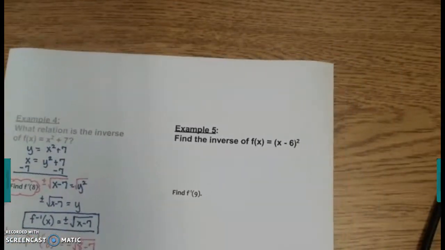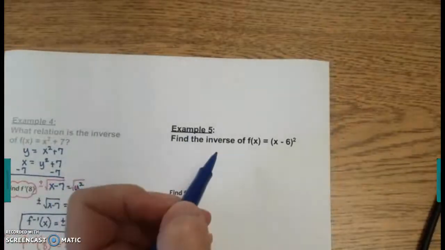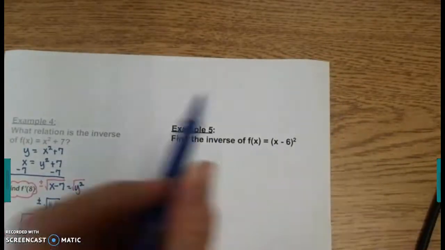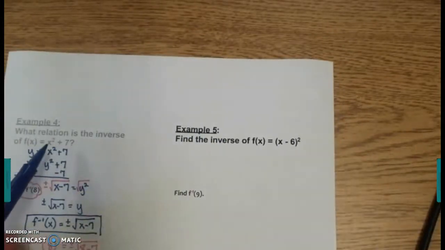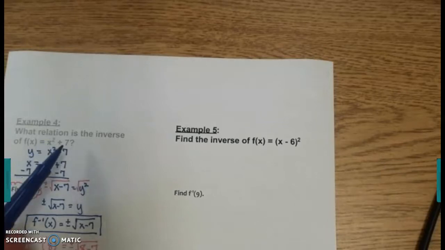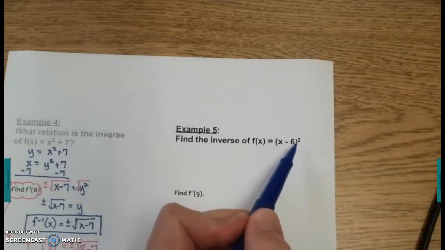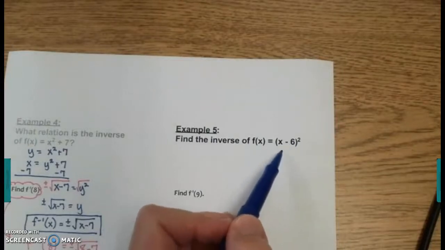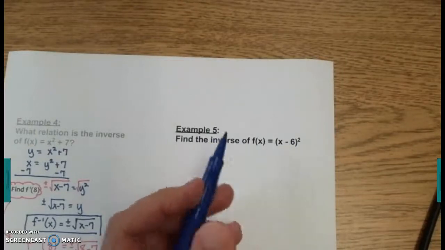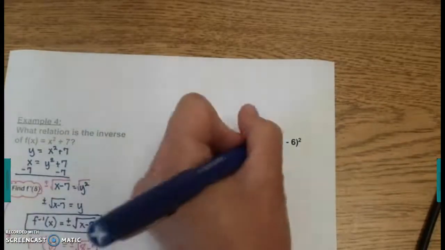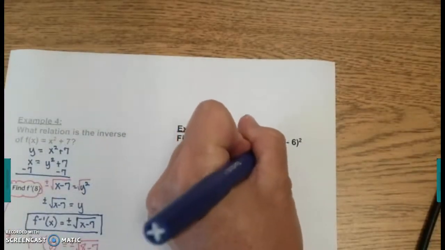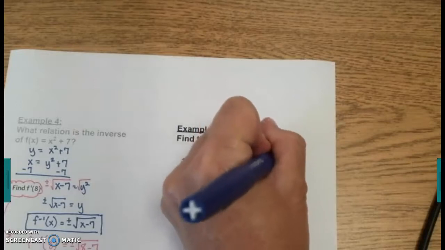Example 5, we're going to find the inverse of x minus 6 squared. So in this function, this is a quadratic. Nothing was in parentheses. We still have a quadratic, but it's set up a little different. So it's going to look differently when we solve it. So I wanted to try to work one of each with you. So there's first step y.